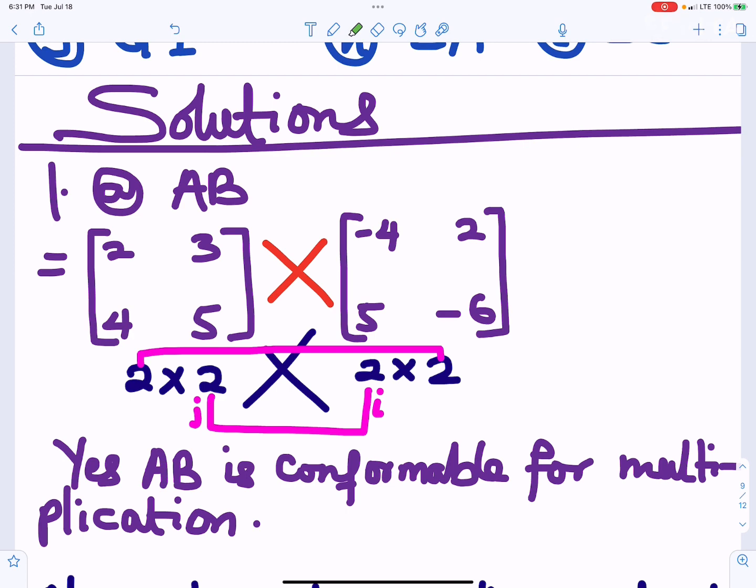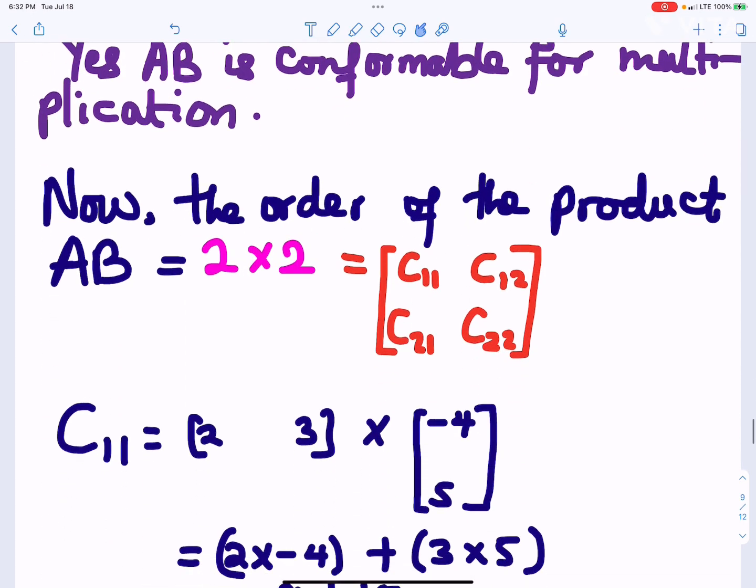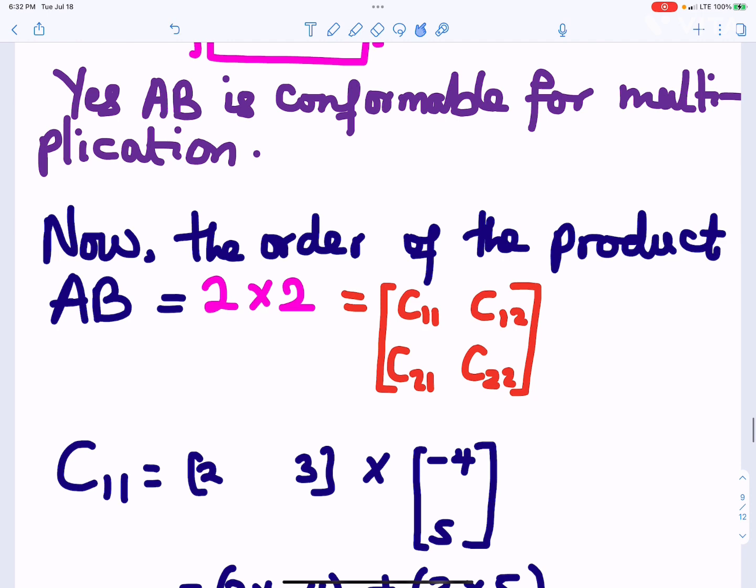Now, if the order of my answer is 2 by 2, that means my answer will have 2 rows and what? That means my answer will have 2 rows and 2 columns. If my answer has 2 rows and 2 columns, it means there will be 4 cells. 2 times 2 will give me what? 4. That means there will be 4 cells in my answer. 1, 2, 3, 4. This is how I know my answer will have 4 cells.